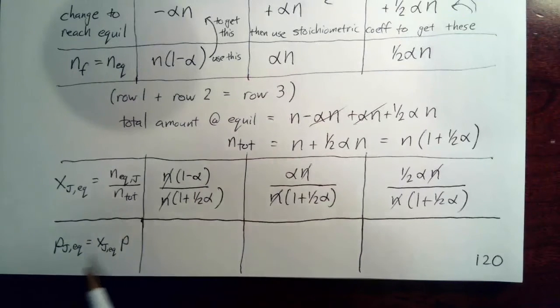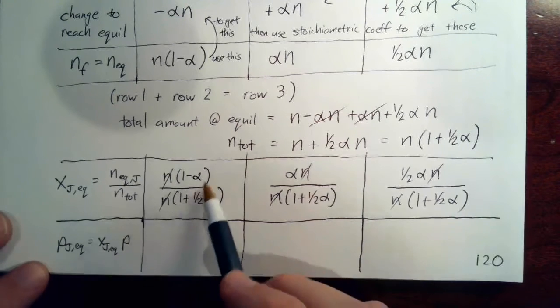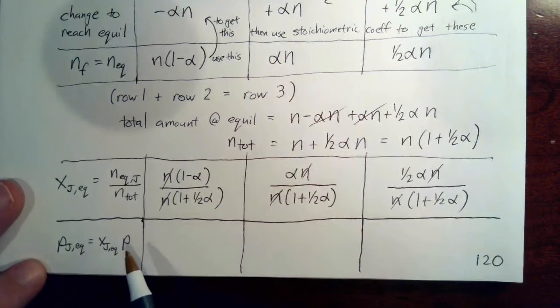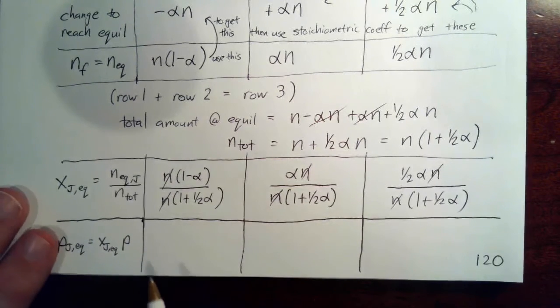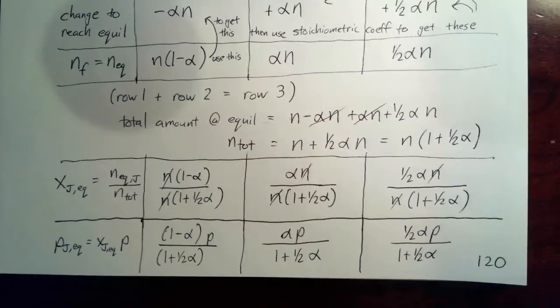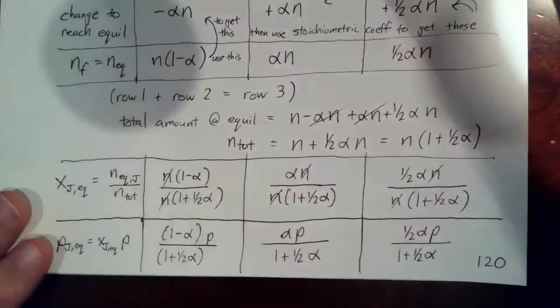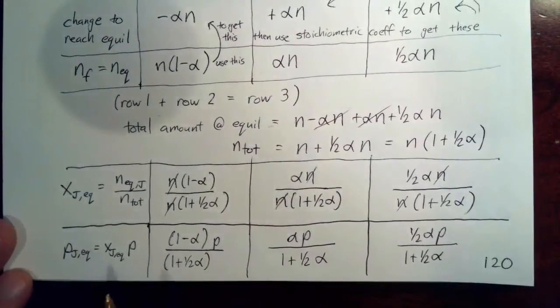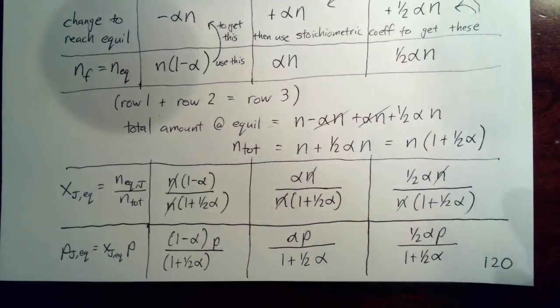All right, and one more row, I'm going to find the partial pressures of each of these gases in their equilibrium stage. So to do that, I'm just going to take the mole fraction and multiply by the pressure. This is a formula for partial pressure that we saw all the way back in chapter 1. So I'm just going to take each of these and multiply them by P. All right, and there we go. So we've completed this table, and this last row is going to be the useful one and what's next.